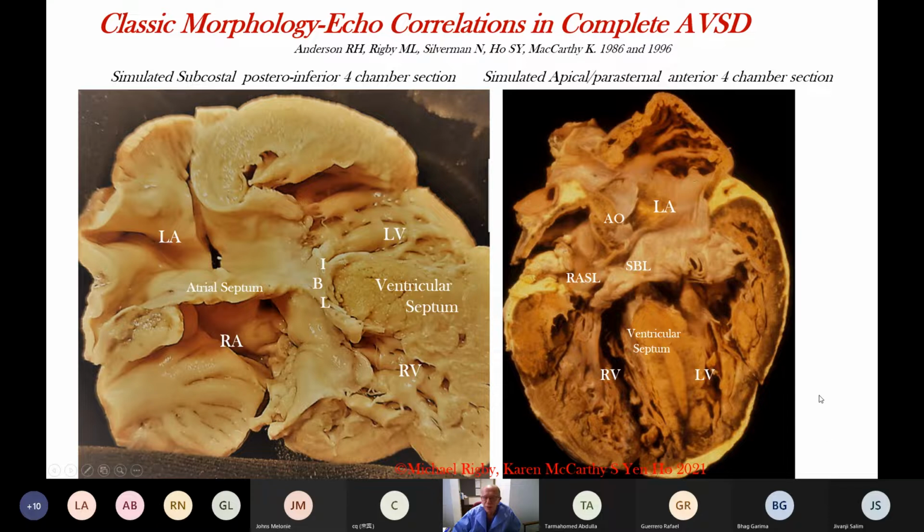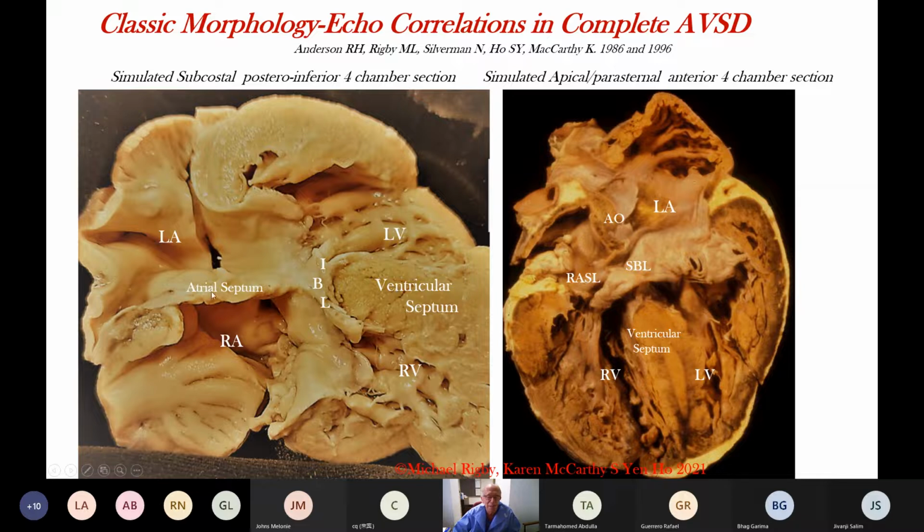I just want to show you this spectacular morphological specimen. So these were cut by Yen Ho and Karen McCarthy. This is a heart with a complete AVSD sliced postero-inferiorly in the plane of the subcostal 4-chamber view. And here we see left ventricle, inferior bridging leaflet, quite firmly attached to the ventricular septum, and right ventricle.